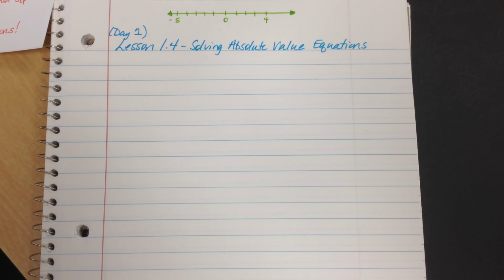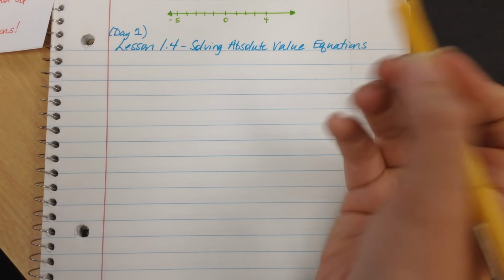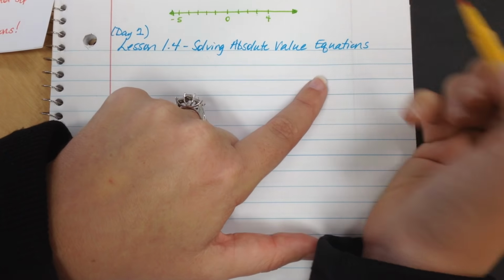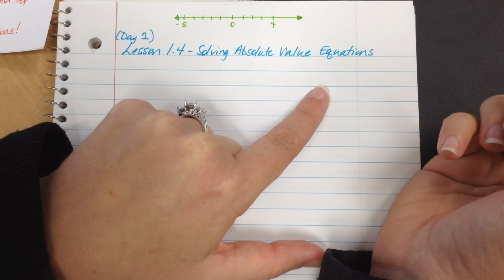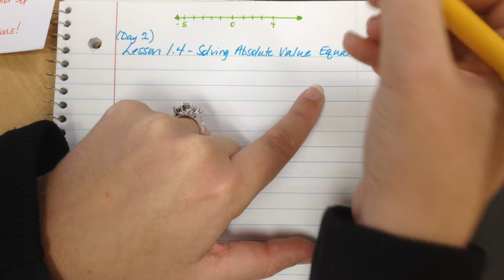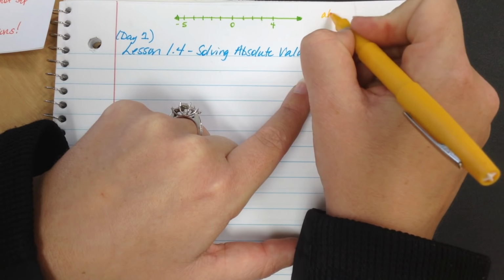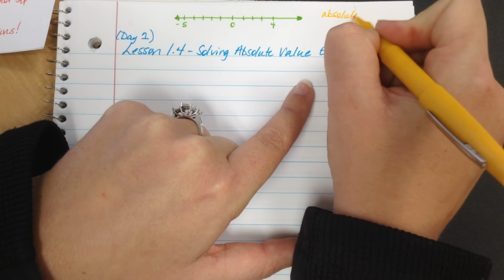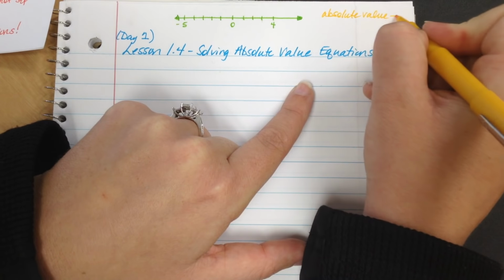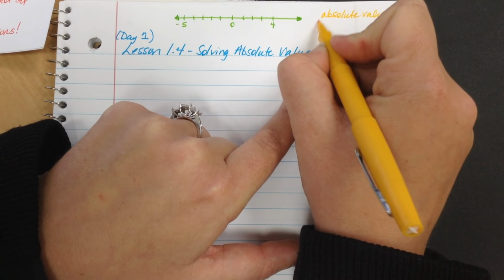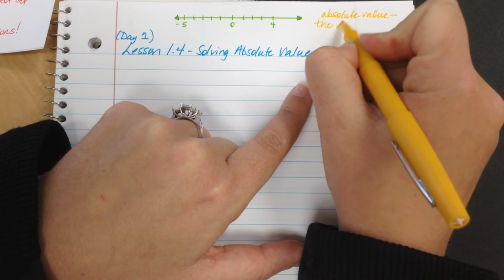All right, lesson 1.4, we're solving absolute value equations. We have talked about the graph of absolute value. As you know, it looks like a V. However, what absolute value actually is: absolute value is the distance a number is from zero.